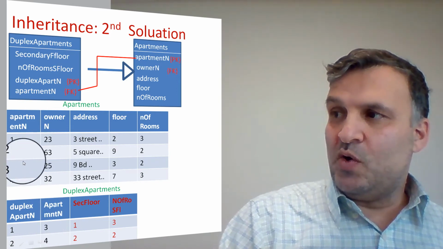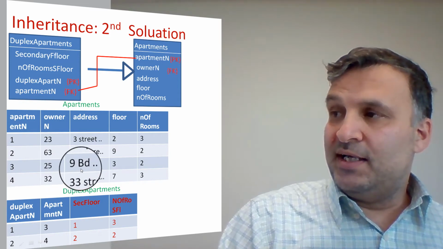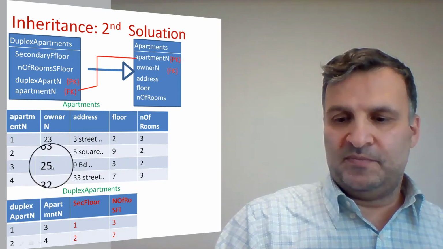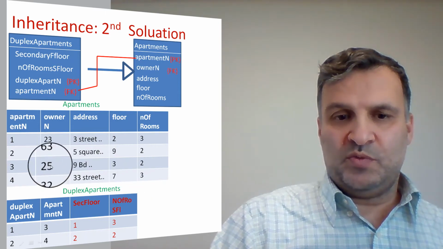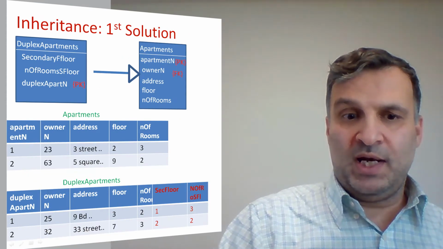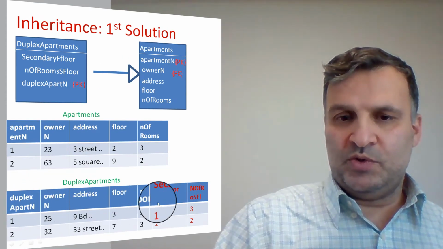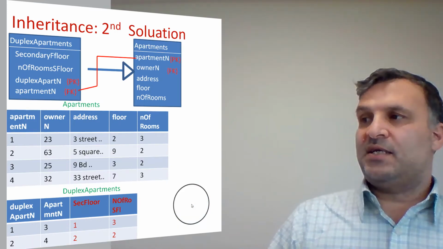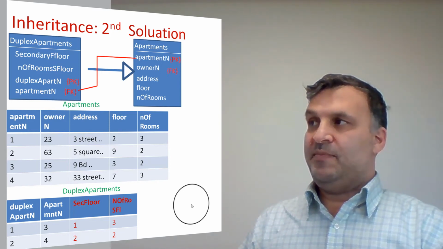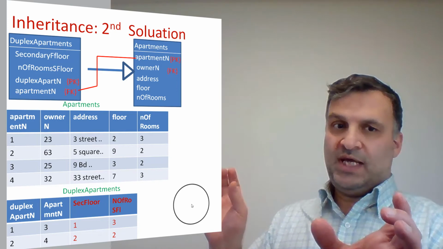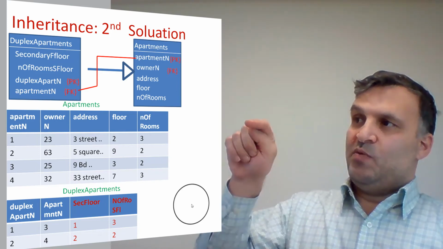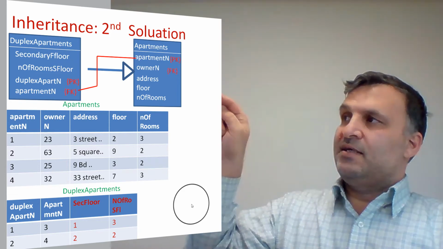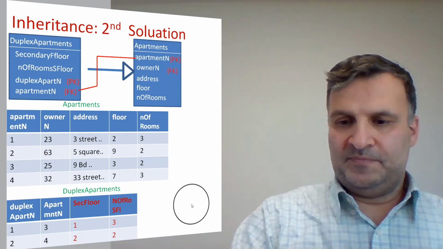So we will see this in apartment number 3. We can see all the information related to the first duplex apartment. In the first solution, we had all this information in one line. In the second solution, we separated them in 2 lines. And we need here a foreign key and a primary key to correlate between these 2 tables. So apartment number, we will use it as a foreign key in the duplex apartments, and it would be the primary key in the apartments table.